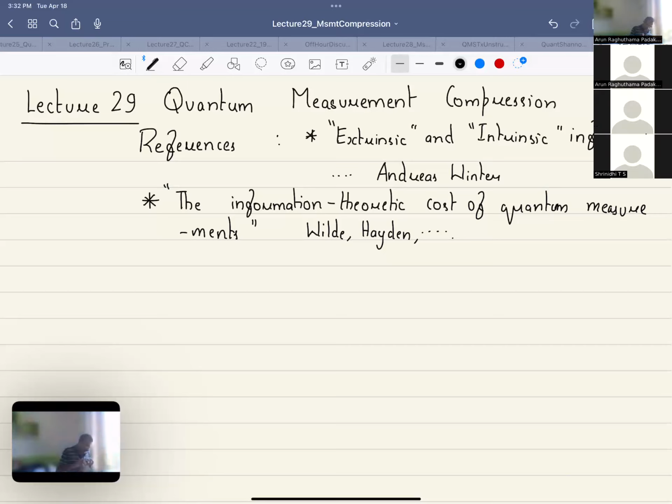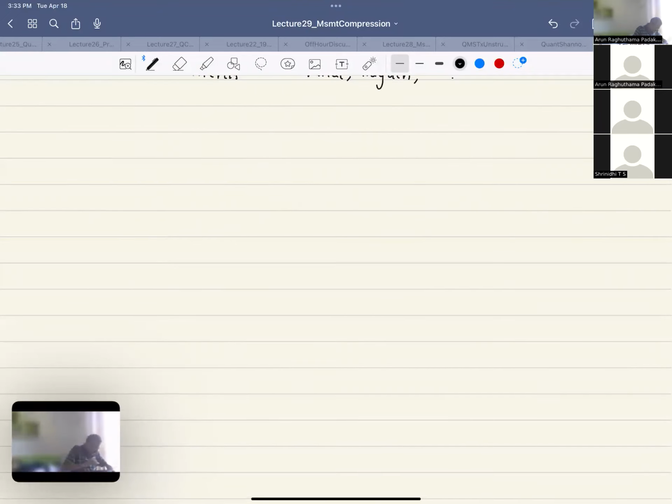Okay. So I was doing this last time. So recall, we are looking at the following scenario. I'm not going to repeat it. So we have a quantum state, a fixed quantum state rho, something generic but fixed.